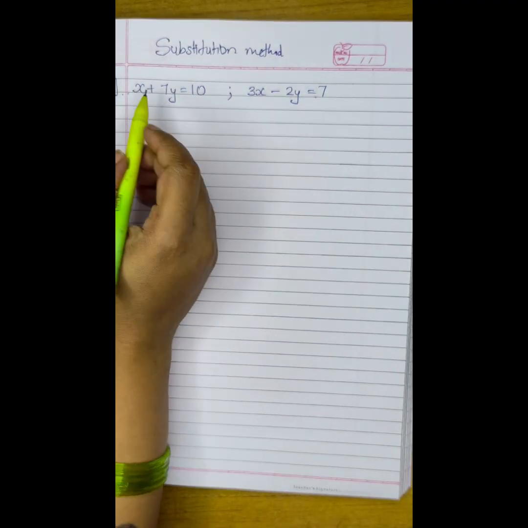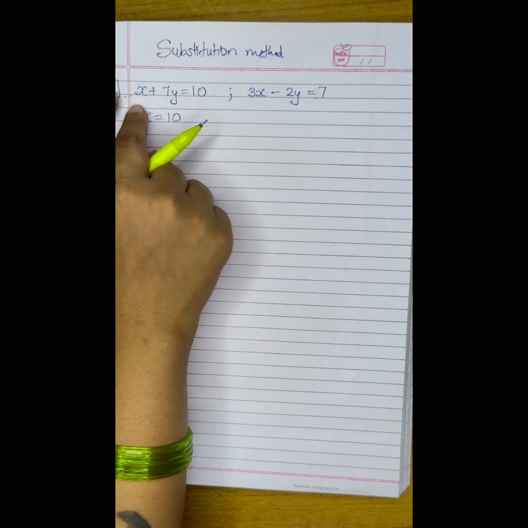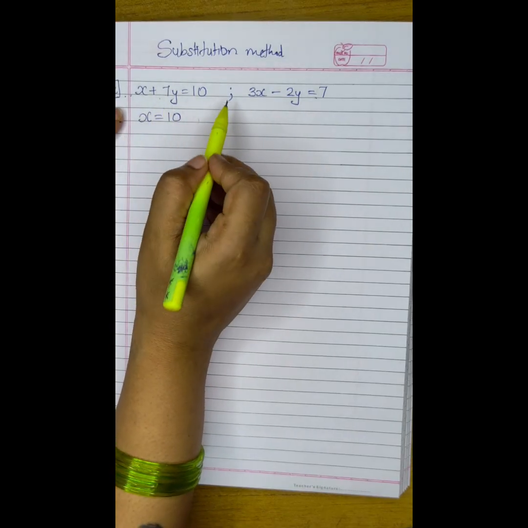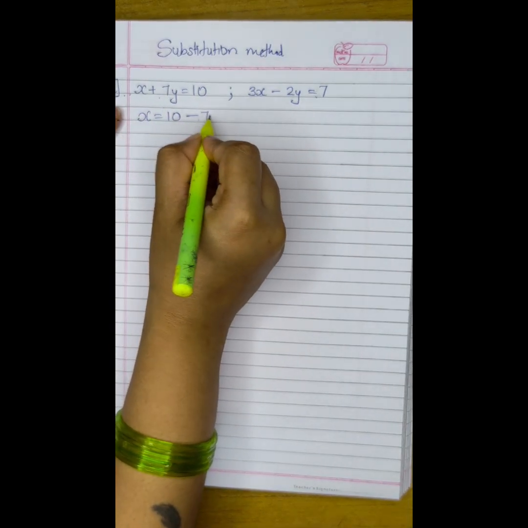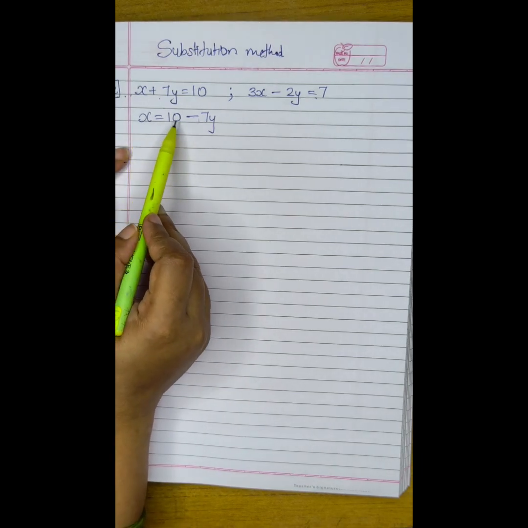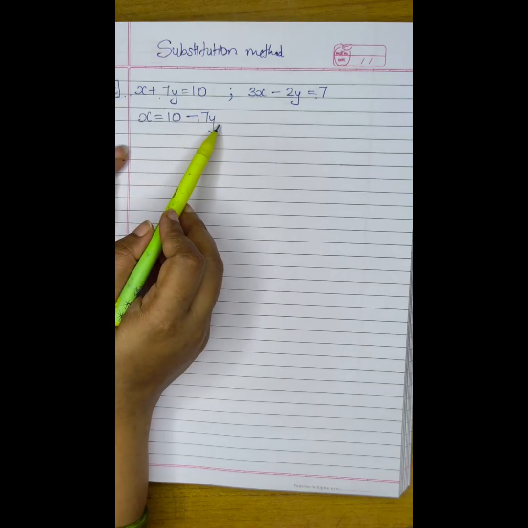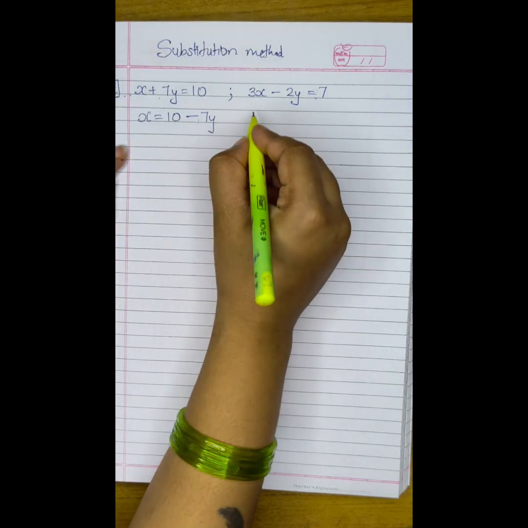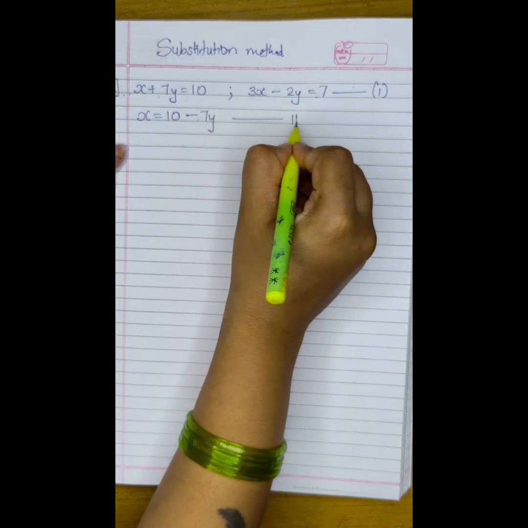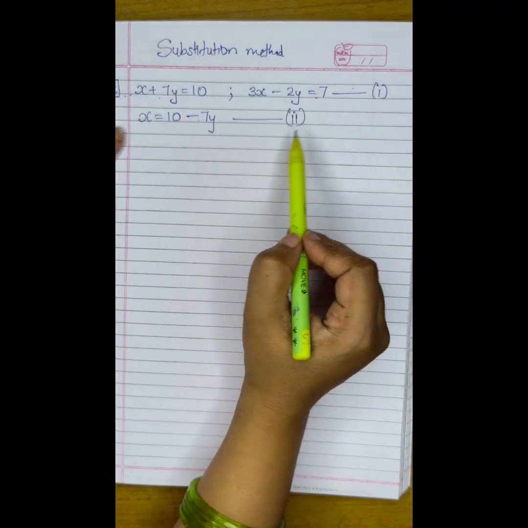What we will do with the first equation, write x is equal to 10, and this plus 7y, when you get it on the right hand side, will become minus 7y. So now we have the value of x. x is equal to 10 minus 7y. Understood? Suppose this is your first equation and this will be your second equation.